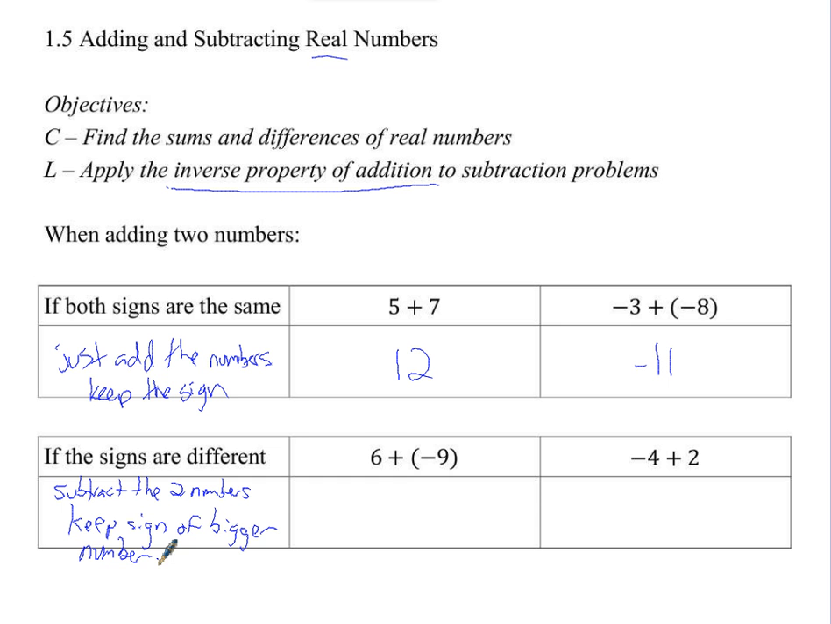So for example, we have 6 plus negative 9. Well, 9 is bigger than 6 in magnitude, so that means we're going to do 9 minus 6, which is of course 3, and then we're going to keep the sign of the bigger number. The bigger number in this case was negative, so the answer is going to be negative 3. On the second example, we have negative 4 plus 2. The bigger number in magnitude is 4, so we're going to take 2 away from 4. 4 minus 2 is 2, and then we keep the sign of the bigger number. In this case, negative 4 was the bigger number, so we are going to write negative 2.